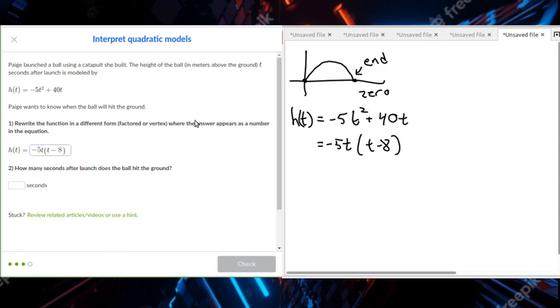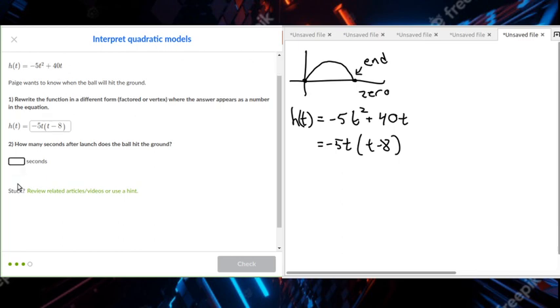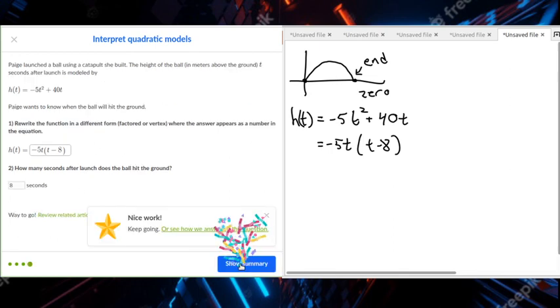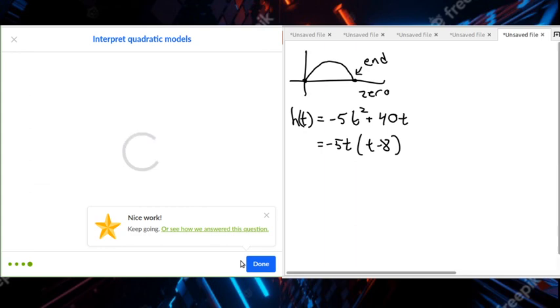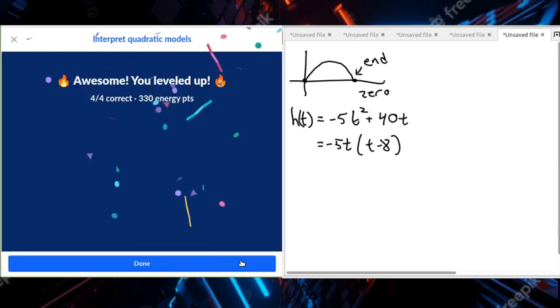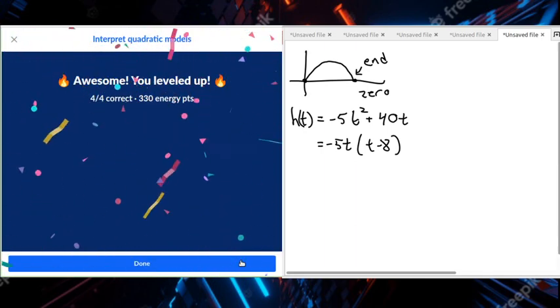So what does that mean? We know that it hits the ground at 8 what? Seconds. Seconds after launch. So it's 8 seconds. How many seconds after launch does the ball hit the ground? 8 seconds. All right, and except for the fact that I can't remember my variables, that's what we're doing when we interpret quadratic models.